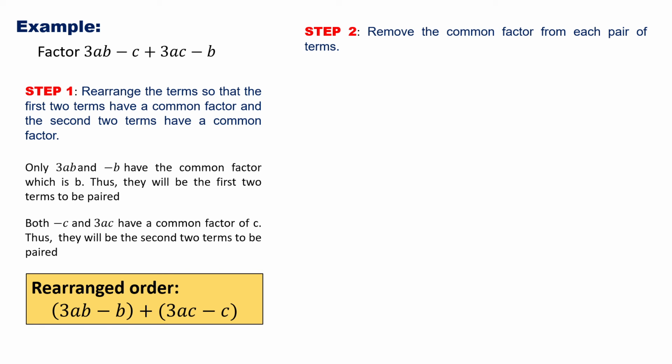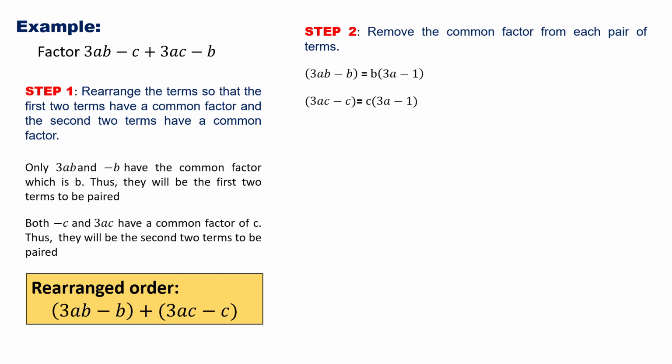Now, remove the common factor from each pair of the terms. So, for the first pair, ang common factor ay b. And by removing b doon sa dalawang term na pinares, magiging b times 3a minus 1. Sa pangalawang pair naman, ang common factor ay c. And by removing c, magiging c times quantity of 3a minus 1.